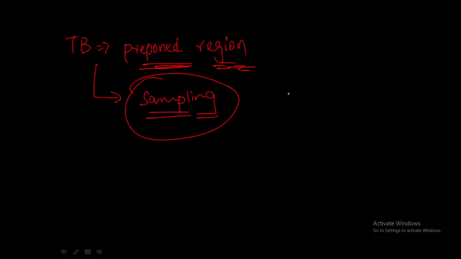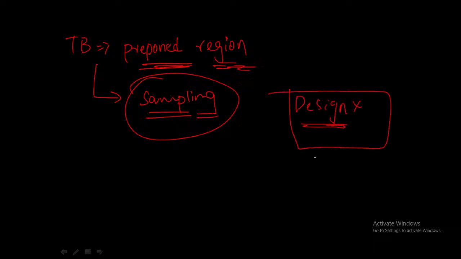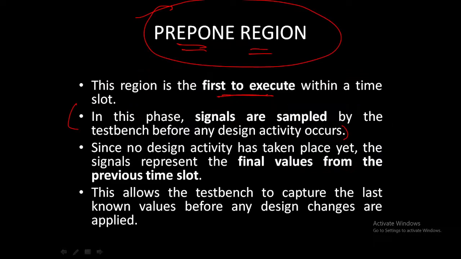The design is not working in this Preponed region. The design has not started working yet. Only the test bench has started in the Preponed region, and the sampling is happening. Since no design activity has taken place yet, the signals represent the final values from the previous time slot. This allows the test bench to capture the last known values before any design changes are applied.